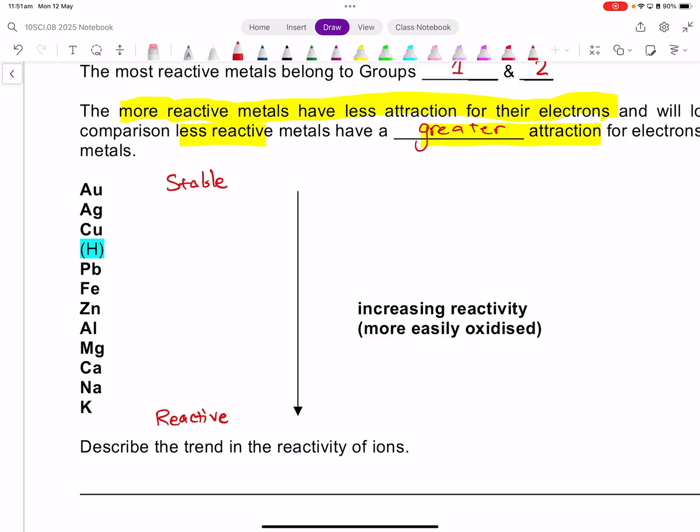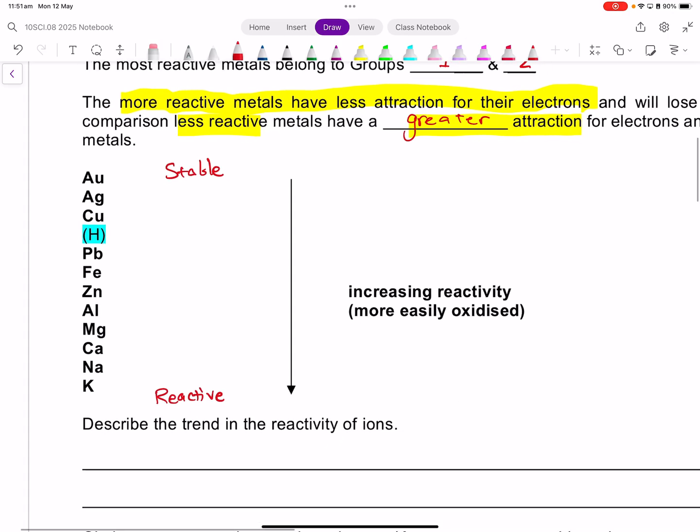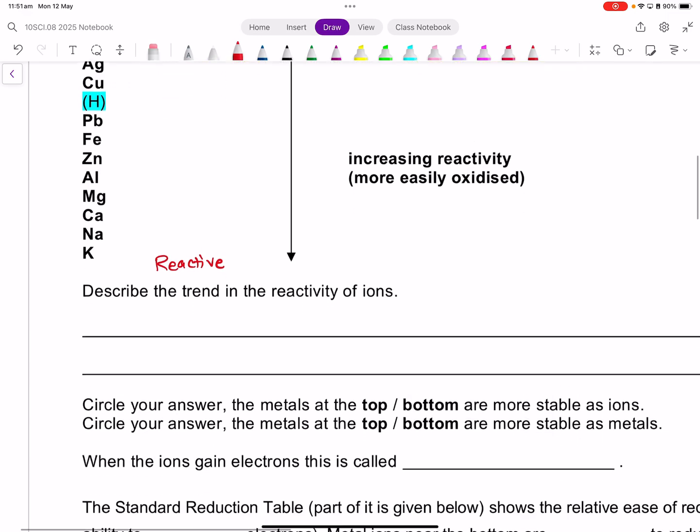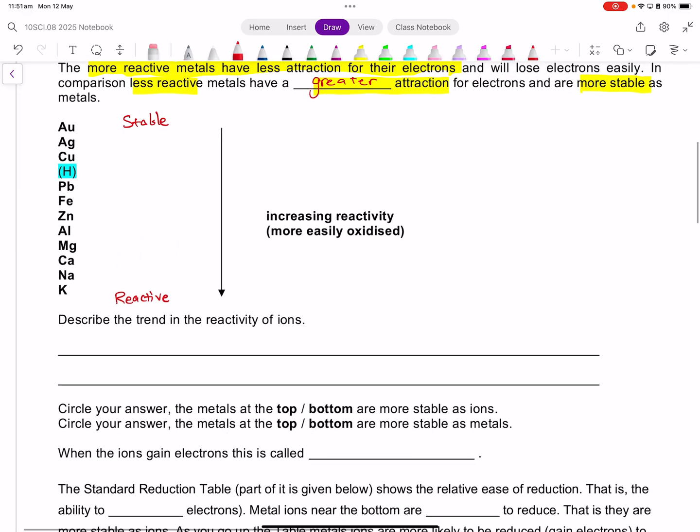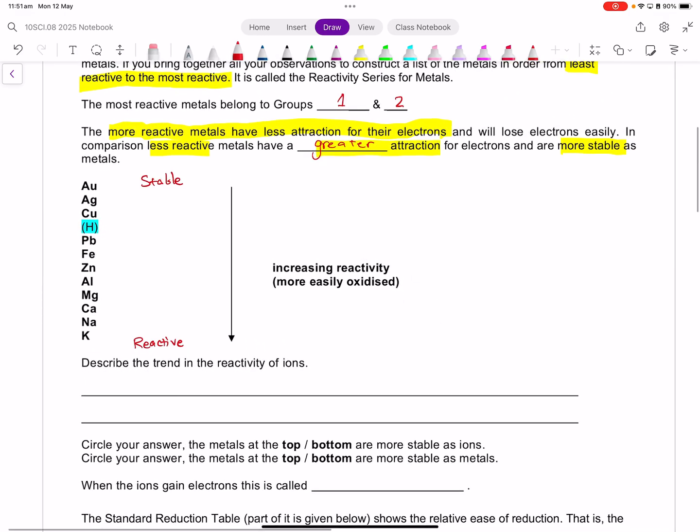Now we'll talk about hydrogen. You'll see it highlighted blue there and in brackets, and we will talk about it in a little bit. But what is the trend that we see here? How can we describe this? I've pretty much just said it, but what do you reckon? Any ideas around the room? The more down you go, the more reactive it gets. Great. So, describe the trend in the reactivity of metals as we move down. As we move down the reactivity series of metals, their reactivity increases.